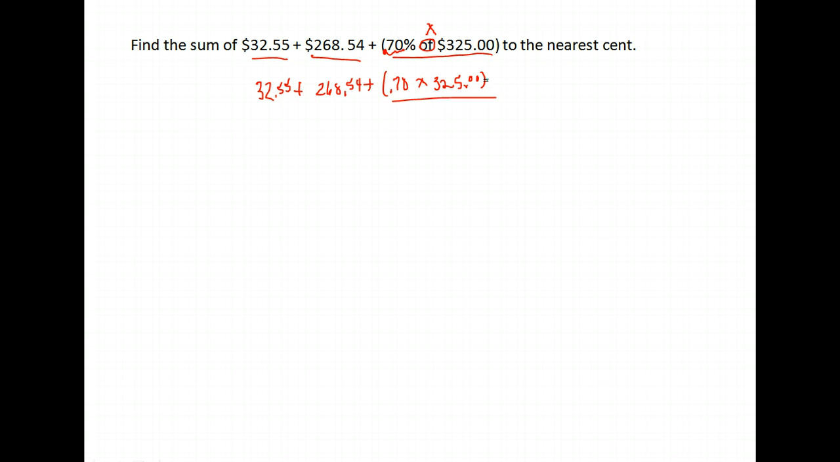Okay, let's multiply here. 0.7 times 325. We get 227.50. Again, we're adding that to those two other numbers we had, 268.54 and 32.55. So when we total those up, you should get $528.59.